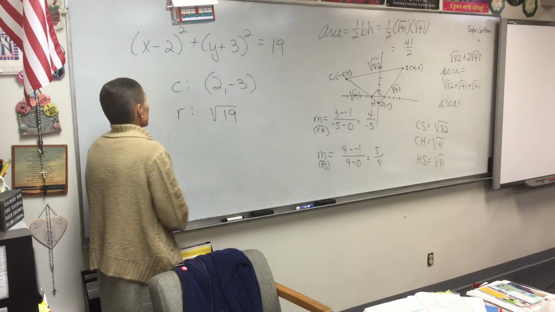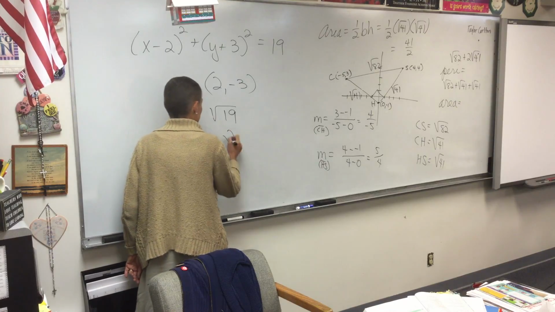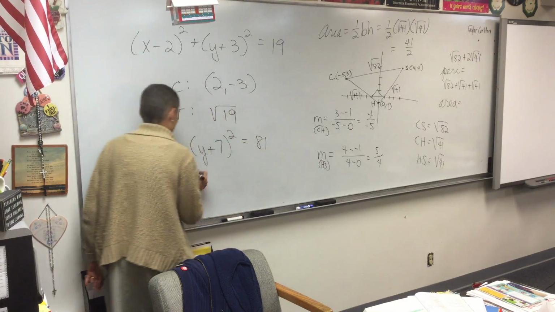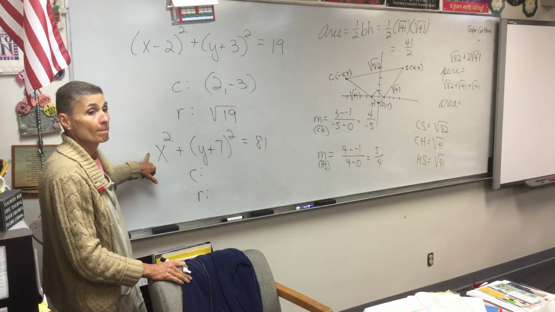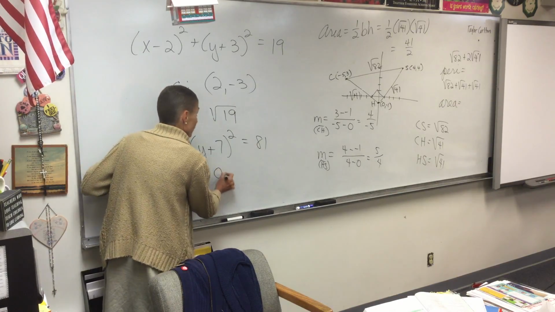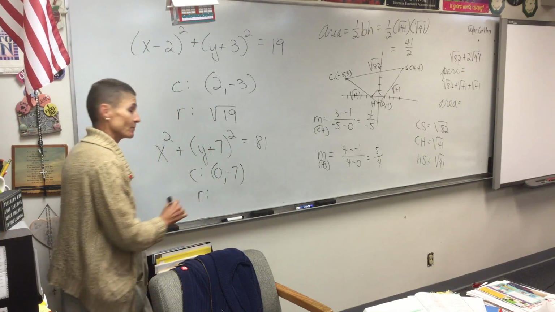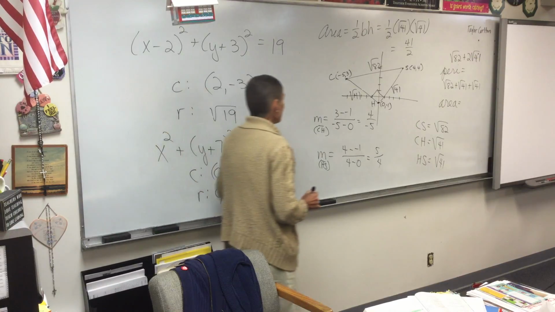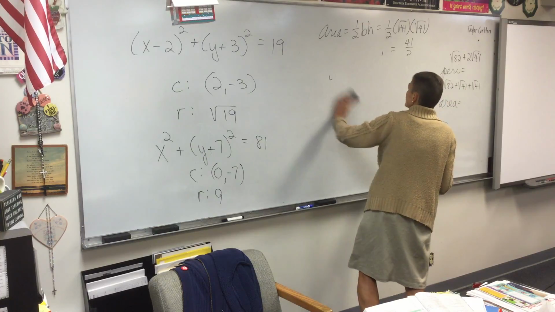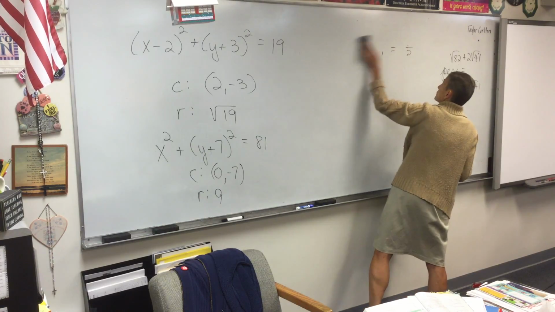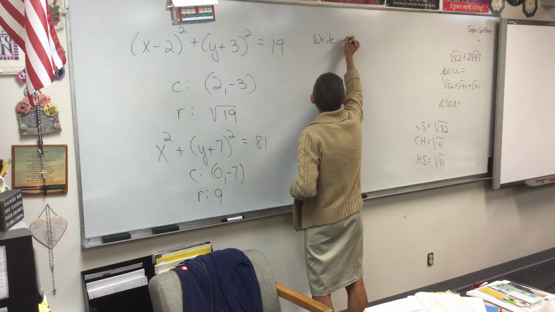Let's try another one. I'm gonna try to trick you here. What's the center here? 0, -7. Very good. And what's my radius? 9. Could you go the other way? If I said to you, write the equation of the circle.